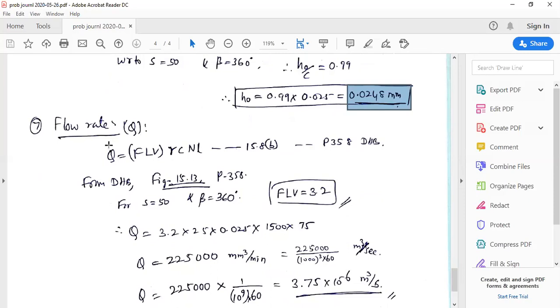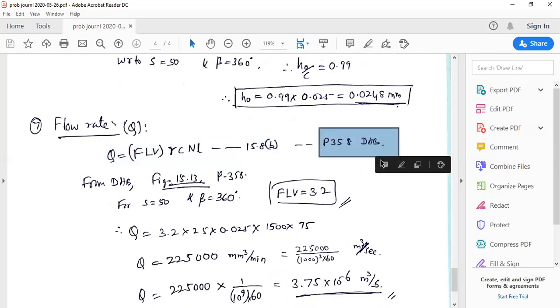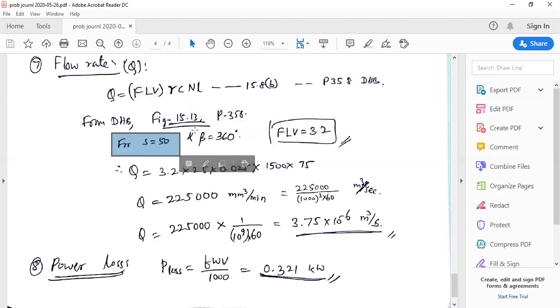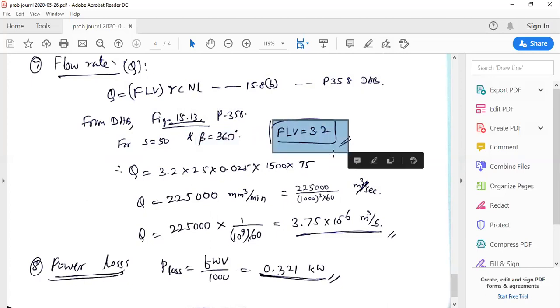Next comes the flow rate value. So flow rate Q is given by FLV, that is flow variable, multiplied by R into C, that is radius into radial clearance, multiplied by RPM into length of the bearing, equation number 15.8b, page number 358 of the data handbook. Here also we have to refer to figure number 15.13 of page 358 of the data handbook to note down the value of flow variable. So flow variable is noted with respect to S, that is Sommerfeld number 50, and full bearing, that is 360 degrees beta value. So the flow variable is 3.2.